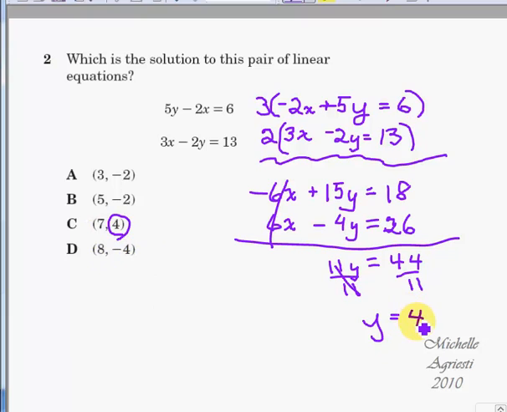But let's go ahead and see what we would do next if we didn't. What I would do is, in one of the original equations, replace y with 4 and solve for x. So I'm just going to use the first one, but it doesn't matter which one you use. 5 times 4 minus 2x equals 6. I replaced y with 4. 5 times 4 is 20. Minus 2x is 6. So we're going to subtract 20 from both sides.